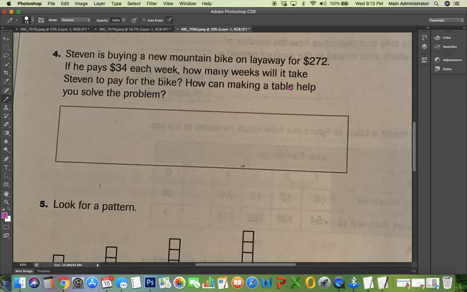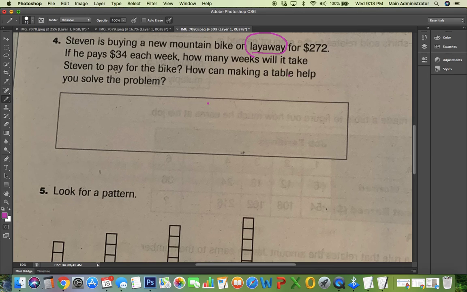Stephen is buying a new mountain bike on layaway for $272. For those of you who do not know what the word layaway means, that means when you go to a store and you say, I want something, for instance, this mountain bike, but I don't have this much money. So please take this mountain bike, put it in the back, and I'm going to come and give you money each week until I reach $272, and then I'm going to take the bike. So that's what layaway means. You're going to make payments on something you want.